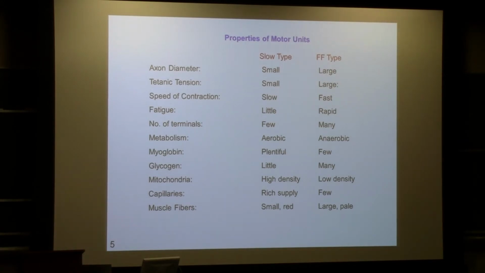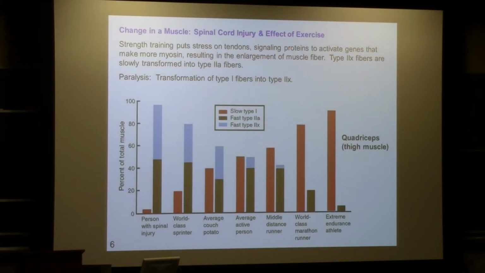All right, any questions? Yeah? What does the number of terminals mean? It refers to the axon and the terminals that it makes on the muscle fiber. So the number of neuromuscular junctions. Good question.